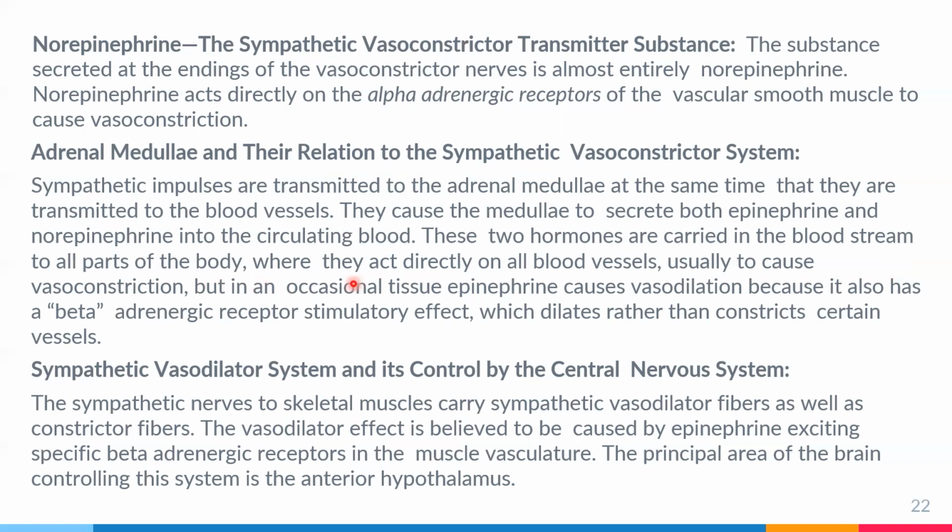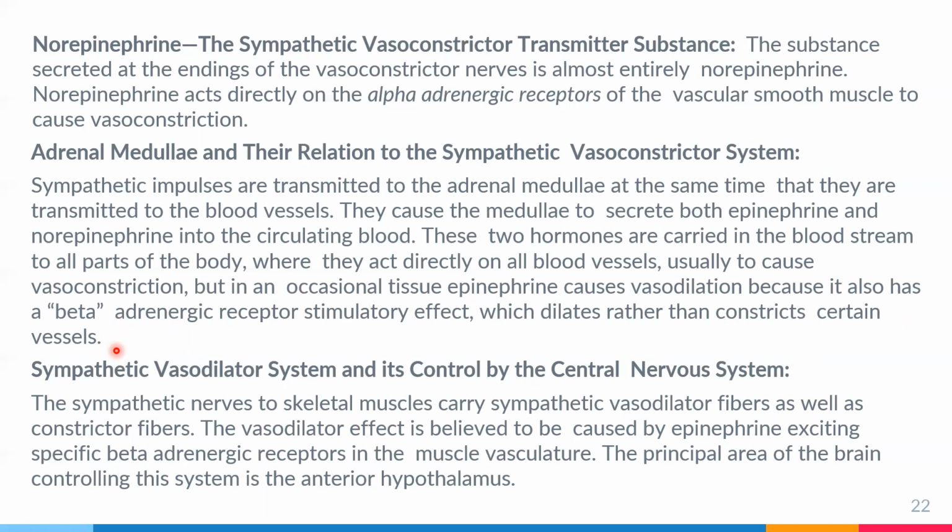And thus these two hormones now act directly on all blood vessels, usually causing vasoconstriction. But in an occasional tissue, epinephrine causes vasodilation because it has a beta adrenergic receptor stimulatory effect, which dilates rather than constricts certain vessels. So this alpha and beta adrenergic receptor essentially means different types of the same receptor, the adrenergic receptor.